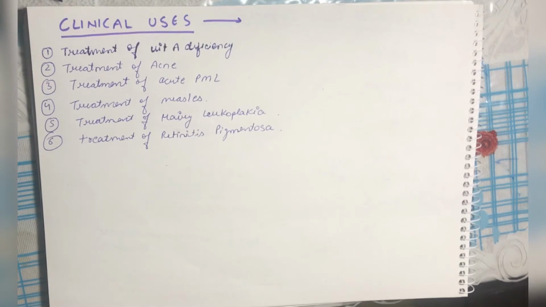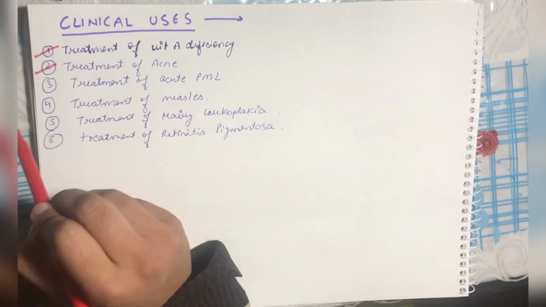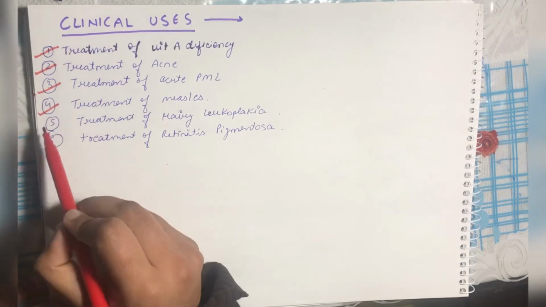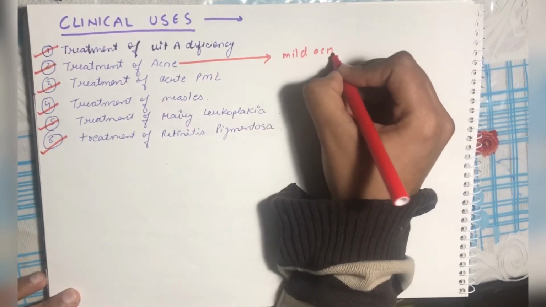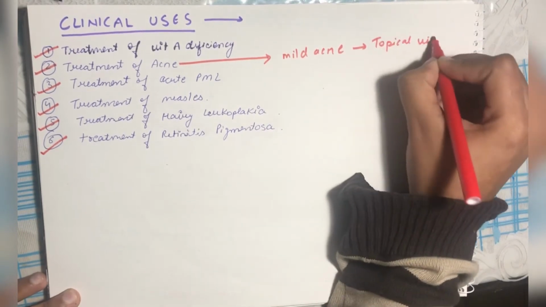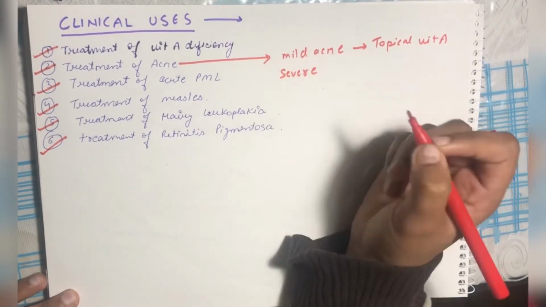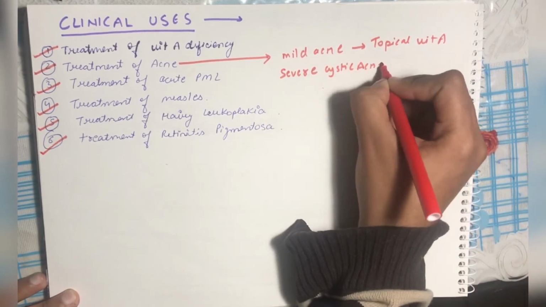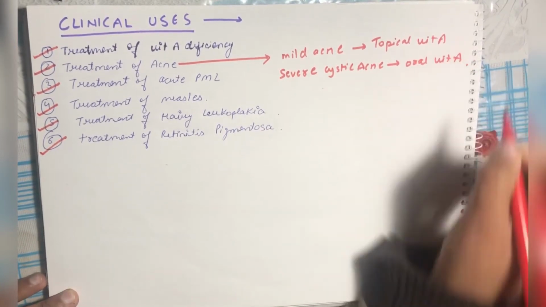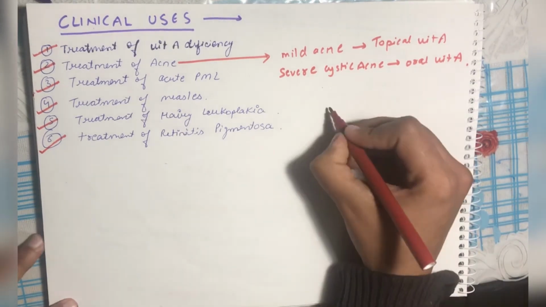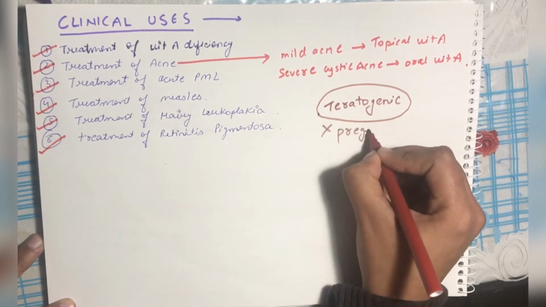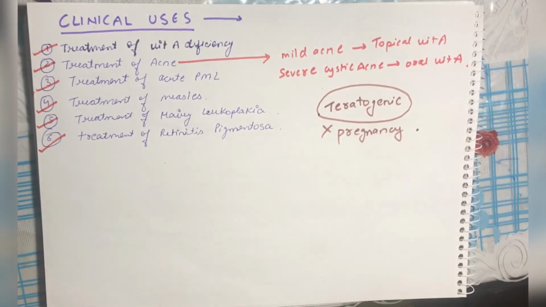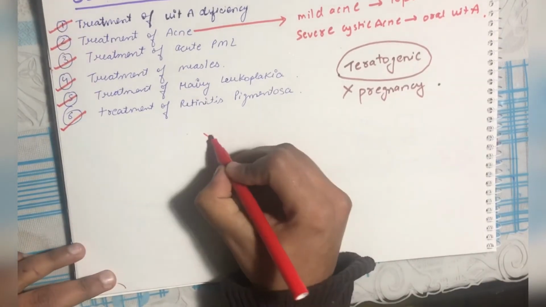Next, let's talk about the clinical uses. It is used in the treatment of vitamin A deficiency, acne, acute PML, measles, hairy leukoplakia, and retinitis pigmentosa. In case of acne, if it's a mild case, give topical vitamin A. If it's severe cystic acne, give oral vitamin A. One thing I want to mention here is that it is teratogenic, so avoid giving it in pregnancy. Never prescribe vitamin A to a female of childbearing age without a pregnancy test. Please guys, always remember this, note this: never prescribe vitamin A to a female of childbearing age without a pregnancy test.